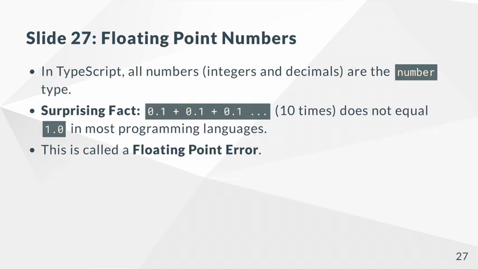Now let's talk about a weird behavior in programming. In Typescript, we use the number type for both integers and decimals. Try this experiment. Add 0.1 to itself 10 times in a loop. Mathematically, the result is 1.0. But if you ask the computer whether the sum is equal to 1.0, it will likely return false. In fact, the sum might look like 0.9999 and so on. This is known as a floating point error, and it's a fundamental reality of how hardware works.